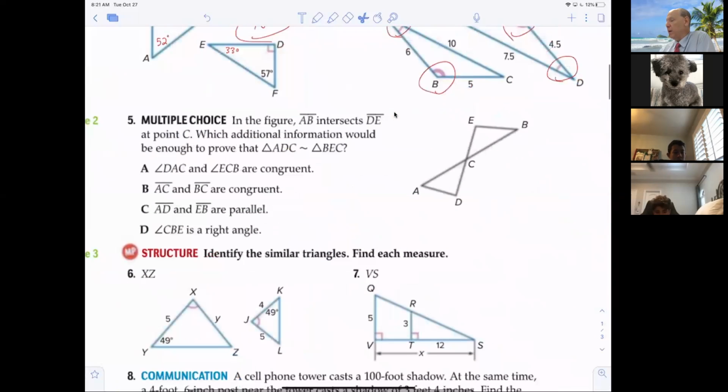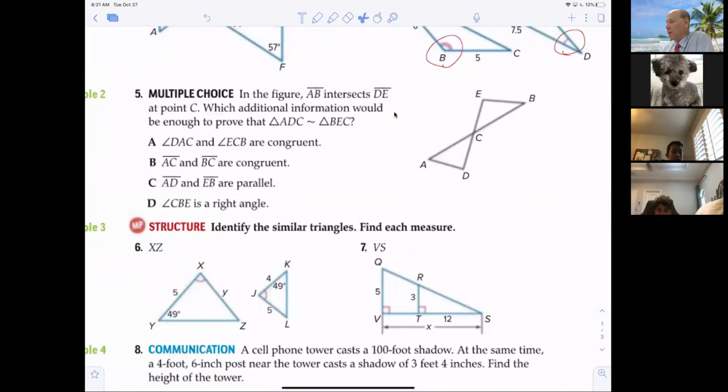All right, so let's look at number 5. It says in the figure AB intersects DE at point C, which additional information would be enough to prove that triangle ADC is similar to BEC? So right off the bat, the only thing we know is what? The vertical angles. That's all we know. All right, so in order to prove similarity, I just need what? One more angle, right? So what is it?